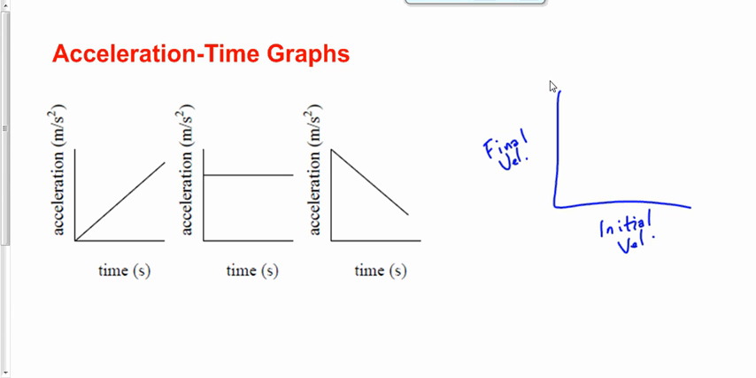You don't know how to deal with that graph, right? Final velocity versus initial velocity, but you know what the title is. What's the title of that graph? Final velocity versus initial velocity, right?